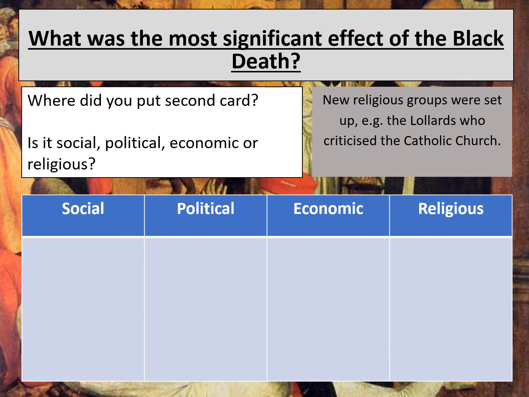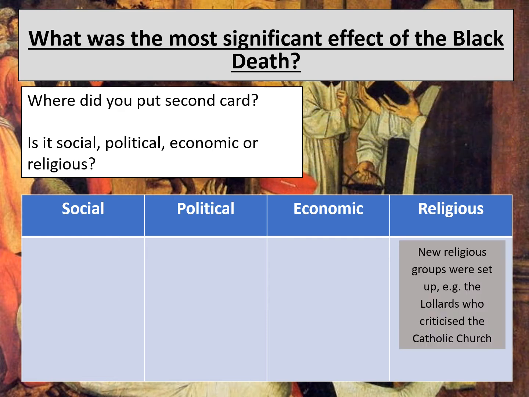Where did you put the second card? Remember, the second card is the new religious groups were set up. For example, the Lollards, who criticised the Catholic Church. Do you think this is social, political, economic or religious? I have put this in the religious box because it's talking about church. Therefore, it goes as a religious factor. Pause the video here to update your table.